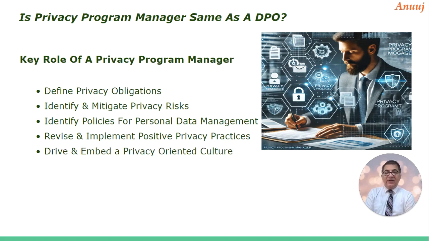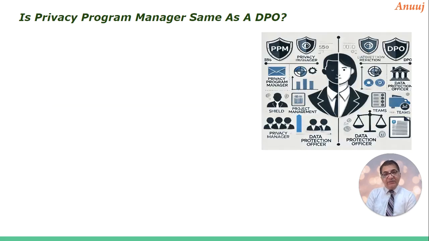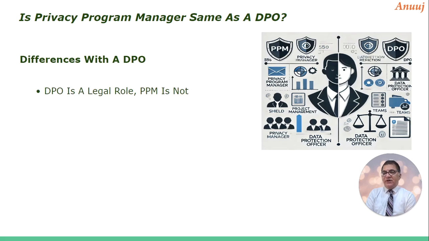He has to drive and embed a privacy oriented culture, so his role has some bit of employee training and awareness also involved in it. Is he same as a DPO? No, he cannot be the same as a DPO. A DPO is a much senior role and has much more obligations to handle than just a privacy program manager. You need a DPO for a particular size of a company, whereas privacy program manager is not a legal role.